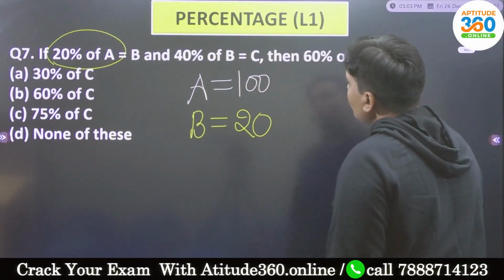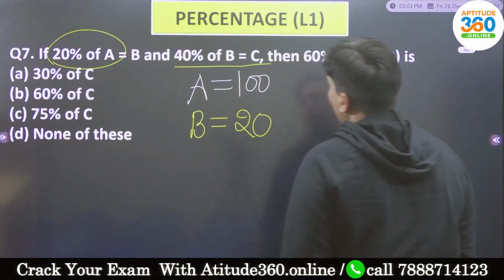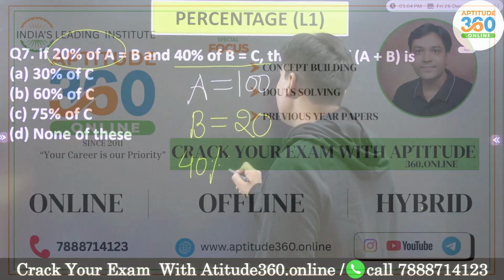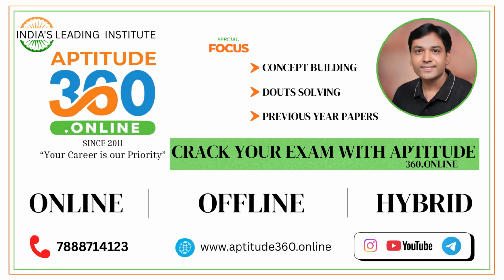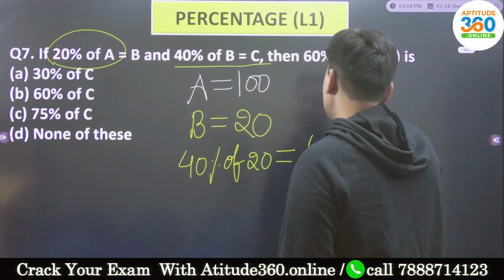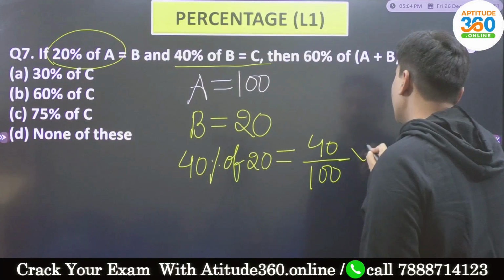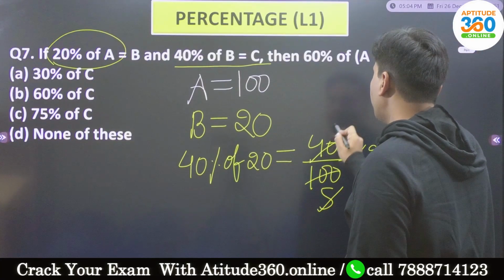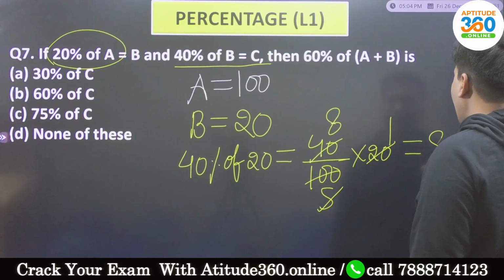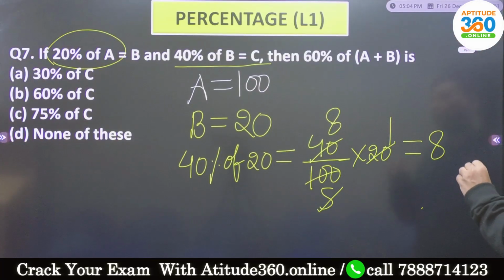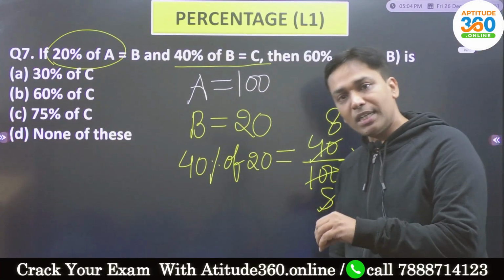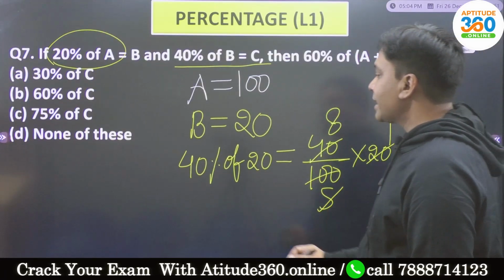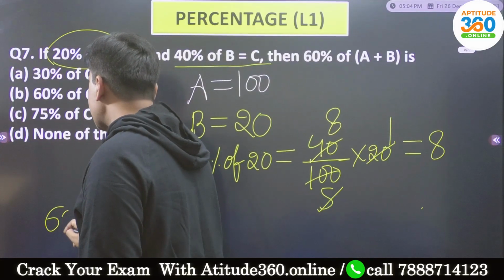Now 40% of b is equal to c. 40% of b. So what is going to be? 40% of 20. 40% is equal to 40 by 100 into 20. This is 1, this is 5. If you simplify, it is coming out as 8. So if A is equal to 100, then B will be 20 and then C will be how much? 8. अब प्रॉब्लम आपसे कहता है कि भाई निकाल डालो 60% of what value?